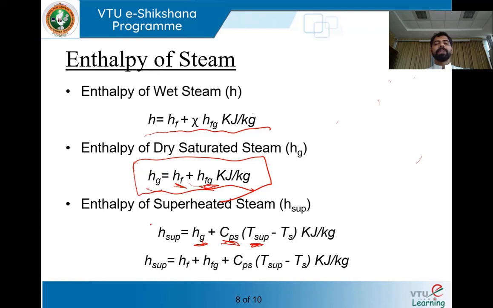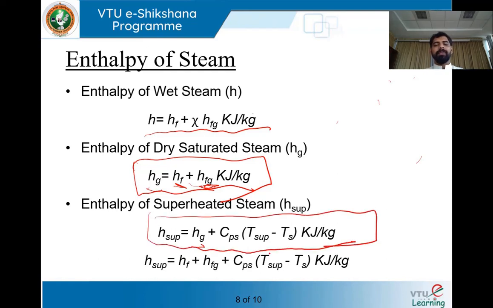So it is h super, the superheated steam enthalpy. First you have to convert into dry saturation, hg, beyond that plus Cps times (T super minus Ts). Okay, hg anyway I know is nothing but hf plus hfg. So the same thing can be written in terms of hf plus hfg also. This is how we calculate the enthalpy of superheated steam.